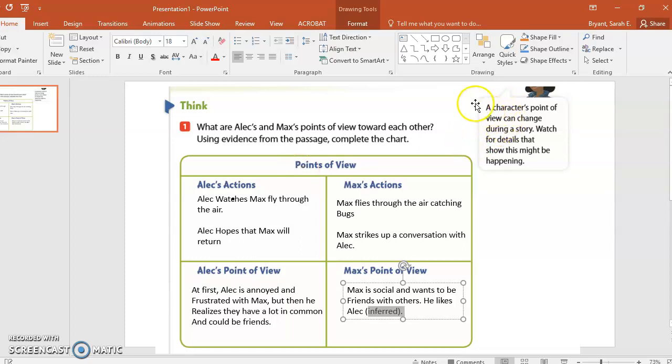So, just a little tip. As we saw in this story, a character's point of view can change through the story. Watch for details showing how this happened, and we definitely highlighted that in our story. As you are practicing on your own with the next story, I encourage you to make a chart yourself and write down details that you see, just like we did in our story.